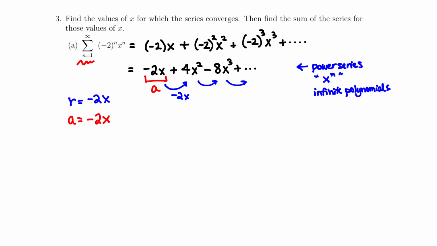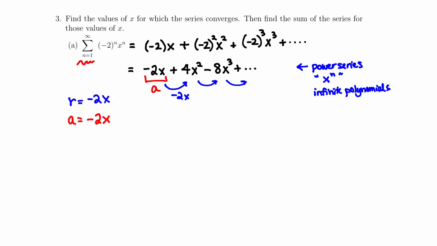So now, what does it mean for a series that has x in it to converge? Remember, x is a variable, and it can stand for a number. So let's just say x is 0. My sum becomes 0 plus 0 plus 0 plus 0 plus 0, which automatically converges. If x is 10, then it's negative 20 plus 400 minus something, then it diverges, right? So x can be different things. Our job is to figure out what x's make it converge.